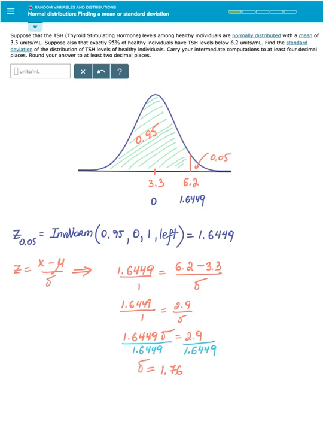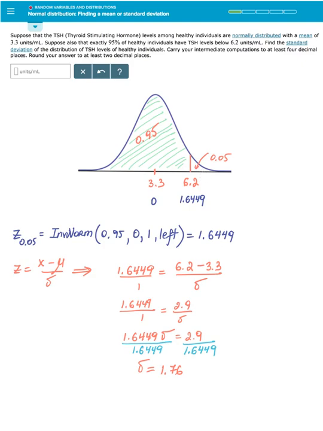Let's find out what we know. We know that the distribution is normal. Therefore, I am allowed to use the normal curve as basis for this solution. I am given the mean of 3.3 units per milliliter, and I know that exactly 95% of individuals, this group, has levels below, which means less than or to the left of 6.2 units per milliliter. So 6.2 is right here, and it separates 95% of data from the top 5% of data.